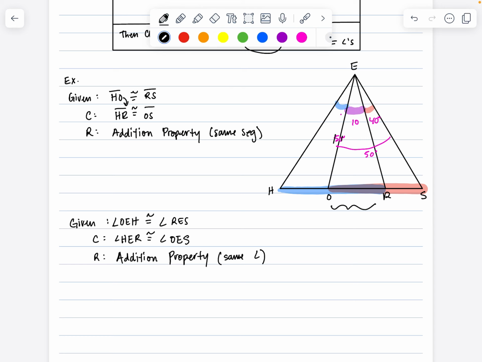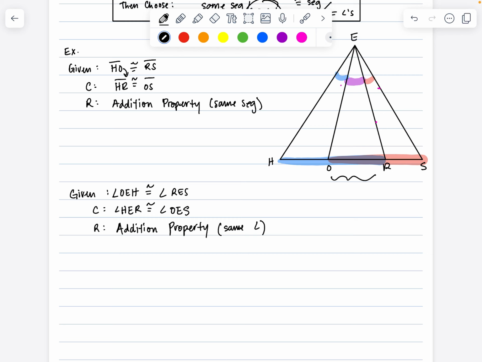Okay, so let's get rid of all this pink. Not a fan of this new version of erasers. Okay, let's get rid of that one. All right, so let's try another one really, really quickly.